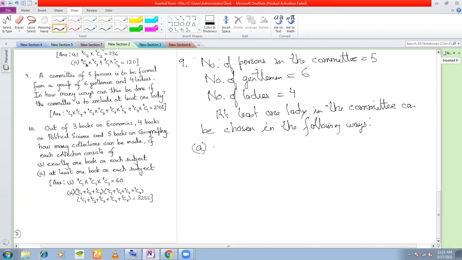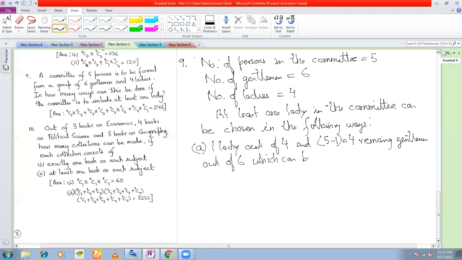First way, one lady out of 4, and because you have chosen one lady, remaining is 4 gentlemen out of 6, which can be done in 4C1 into 6C4 ways.